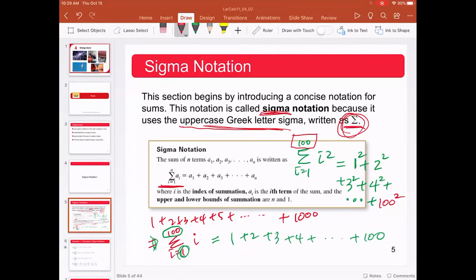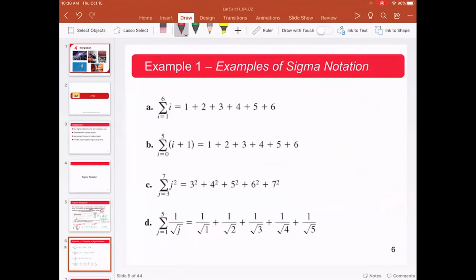All right, here's an example. In this case, it's just i. So you go 1, first term, plus second term, plus 3, 4, 5, 6. It stops at 6 because the upper limit is 6. In this case, I start with a 0. So it'll be 0 plus 1, which is equal to 1. That's what you have here.